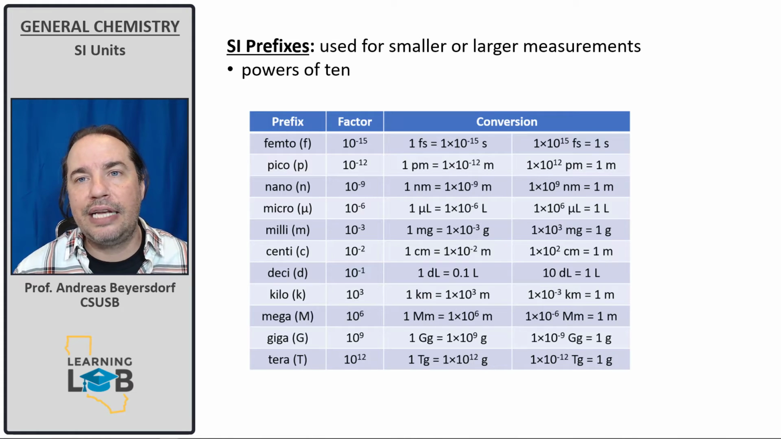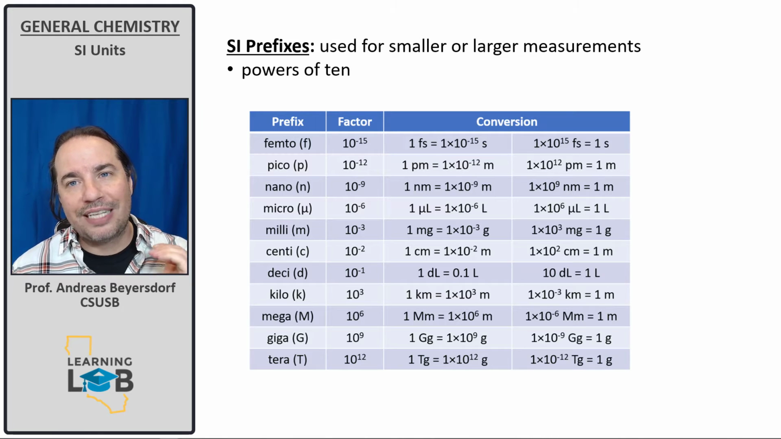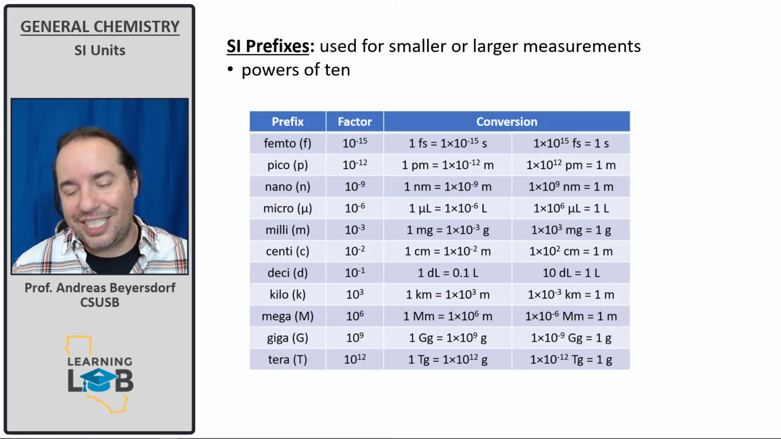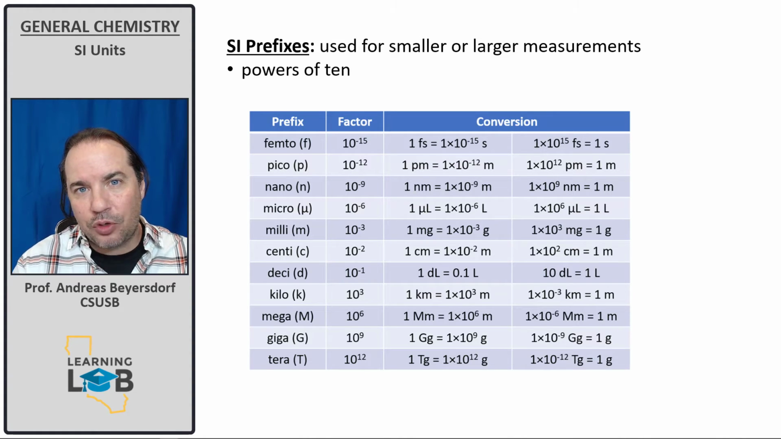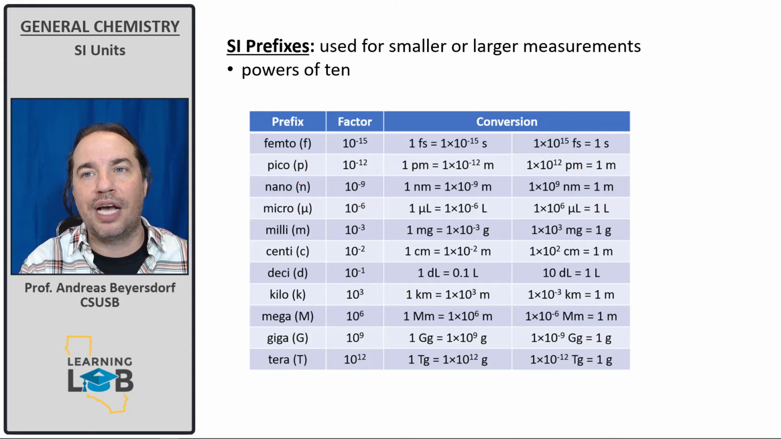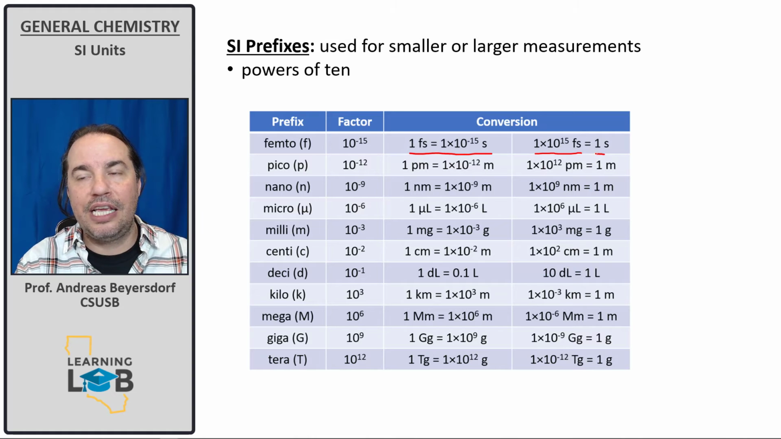Now, this is a table of a lot of these prefixes, going from things that are very small, femto, abbreviated as f, which is 10 to the minus 15. So if you take 1 second and break that down into 1 times 10 to the 15 individual slices, that's a femtosecond. Okay, so 1 femtosecond equals 1 times 10 to the minus 15 seconds, or 1 times 10 to the 15 femtoseconds equals 1 second.